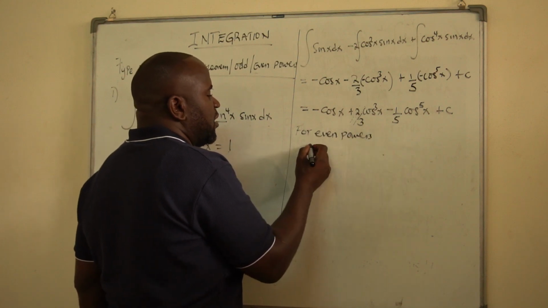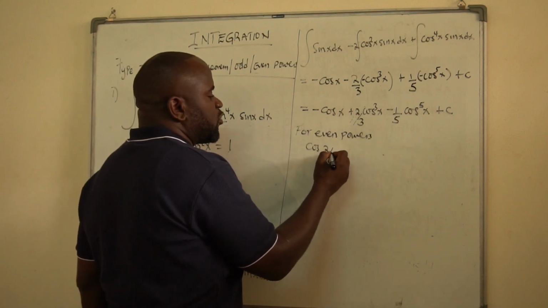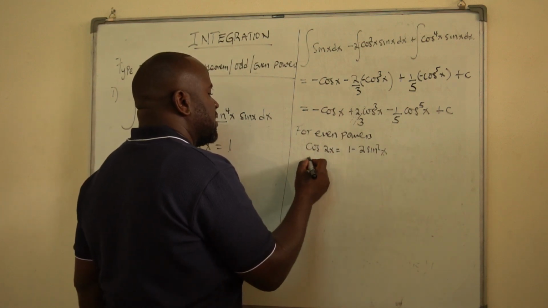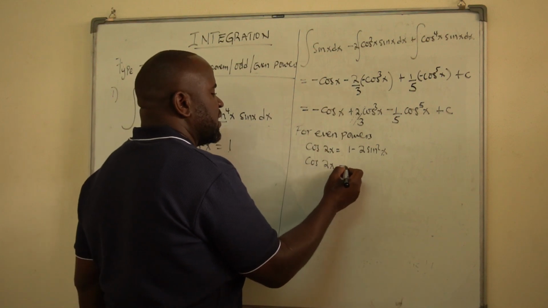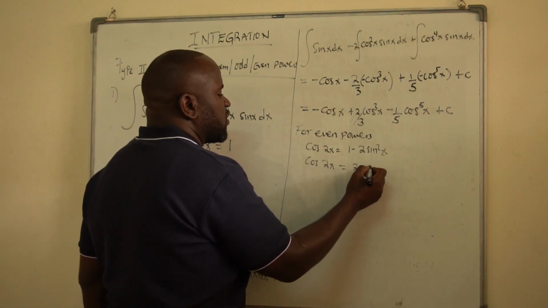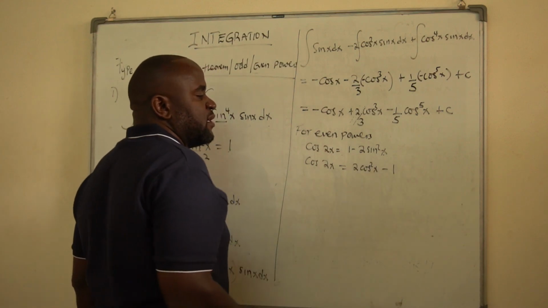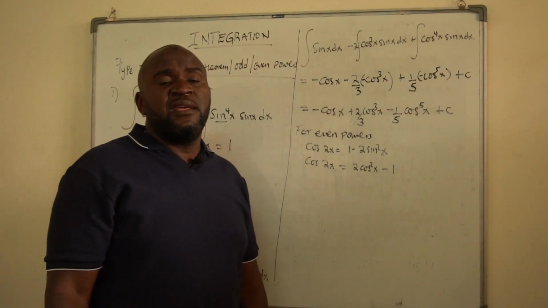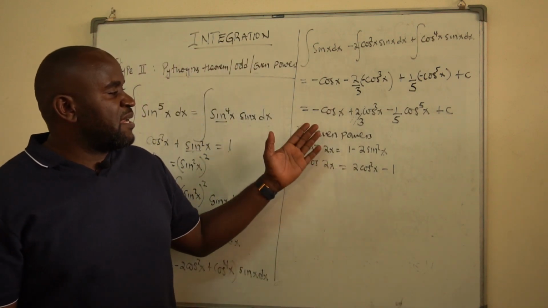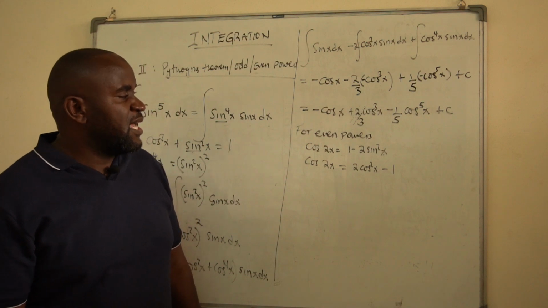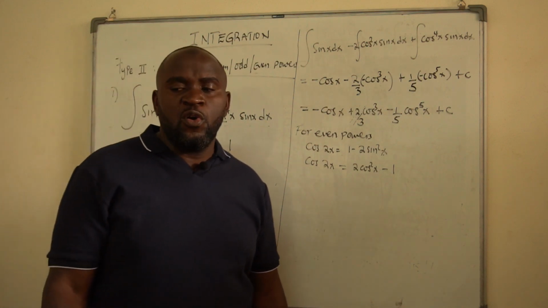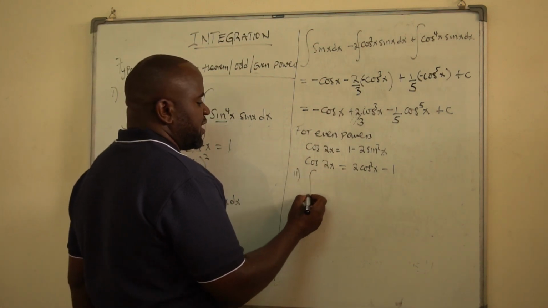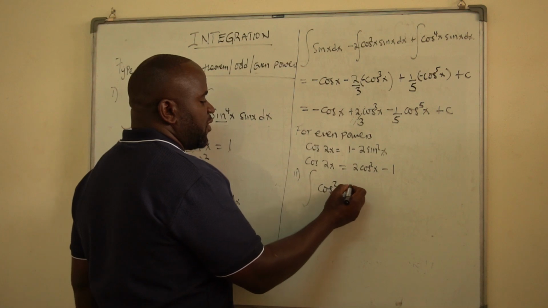For even powers, you should always recall cosine of 2x is 1 minus twice sine squared of x. The same also, cosine of 2x is twice cos squared of x minus 1. So those are the ideas we should borrow whenever we are to deal with even powers. Then from that, you can mix the two equations and see how best we can go over the number. So, for example, question 2, integrate cos squared of x dx.